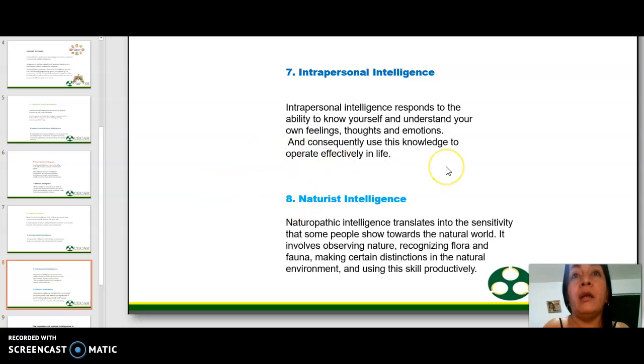8. Naturalist intelligence. Naturalist intelligence is translated into the sensitivity that people show toward the natural world. He is always observing nature, recognizing flora and fauna, making certain distinctions in the natural environment, and using this to improve productivity.